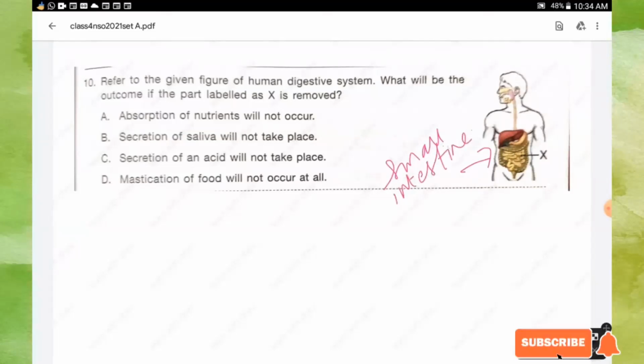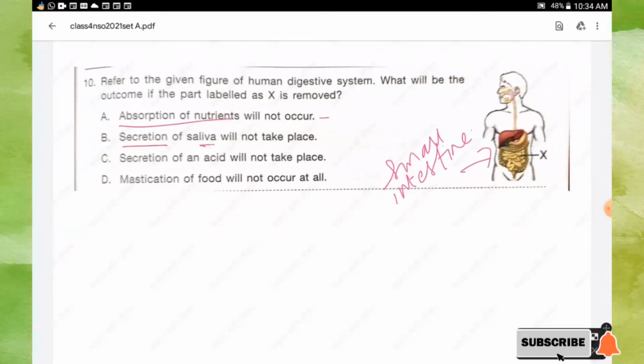Right. So what is the purpose of the small intestine? The purpose of the small intestine is absorbing the nutrients into the blood, right? Absorption of nutrients into the blood. So if you remove the small intestine, what will happen? Absorption of nutrients will not occur.